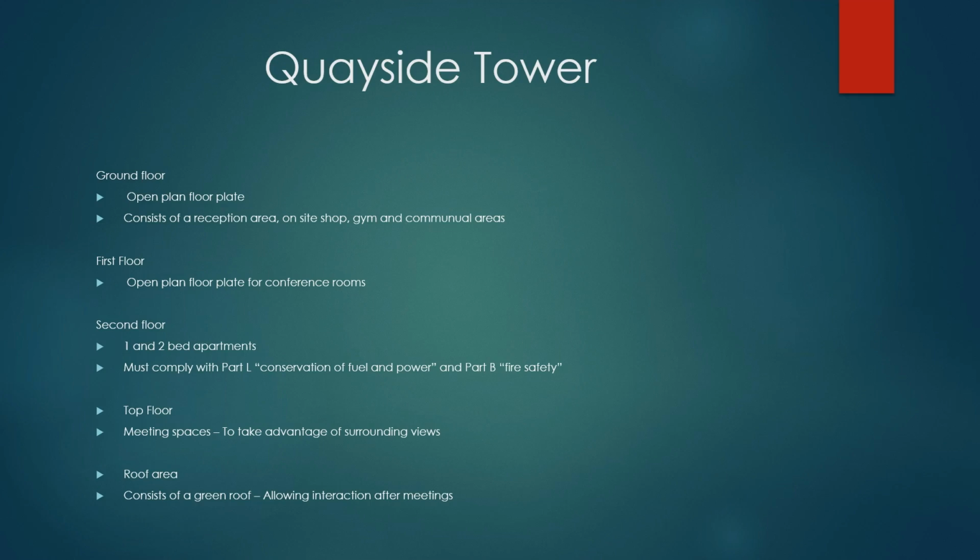These apartments must comply with Part L, conservation of fuel and power, and Part B, fire safety. The top floor will be meeting spaces. This will be to take advantage of surrounding views. The roof area will consist of a green roof, allowing interaction after meetings.